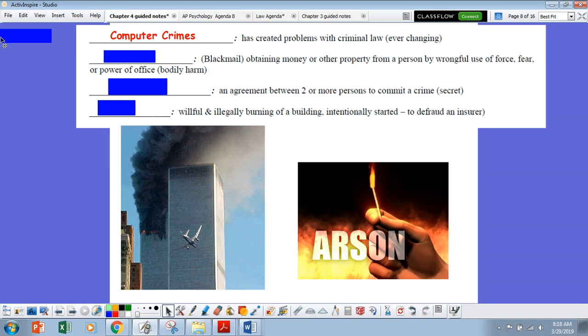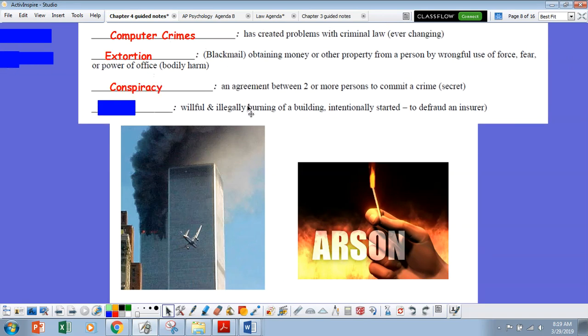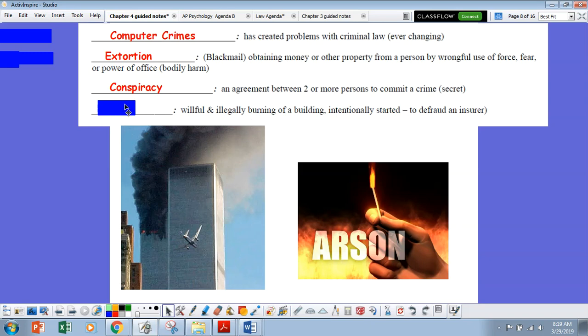Moving on, computer crimes. Has created a lot of problems. The only problem is it's really changing quite often, and certainly the cyber laws are really still kind of being written as we go here. As technology changes, so does the law. Extortion, that is sometimes known as blackmail, obtaining money or other property from a person by wrongful use of force, fear, or bodily harm. Conspiracy, that's an agreement between two or more persons to commit a crime. And then finally, arson, the willful and illegal burning of a building intentionally to defraud someone else. You probably throw in terrorism as another one that comes into this.